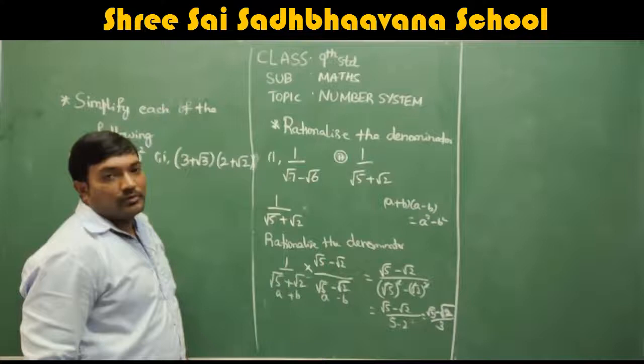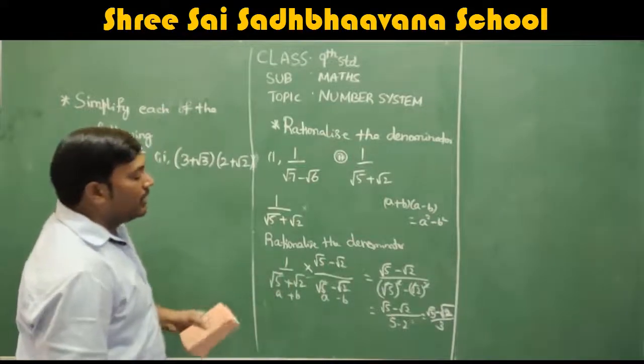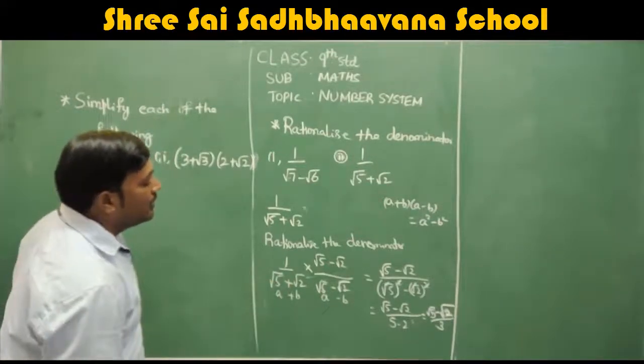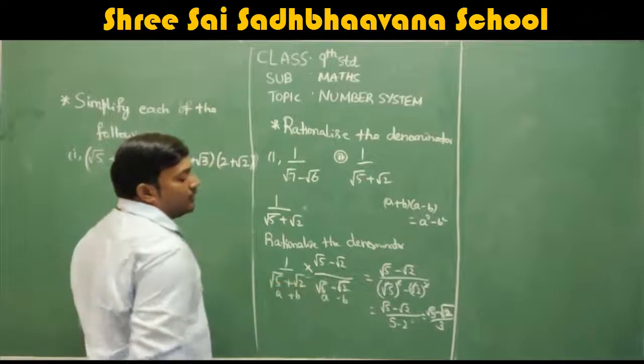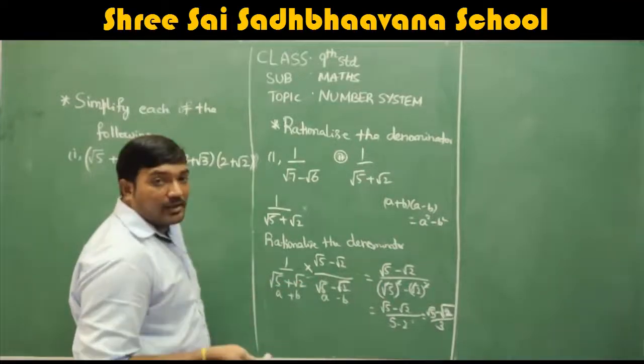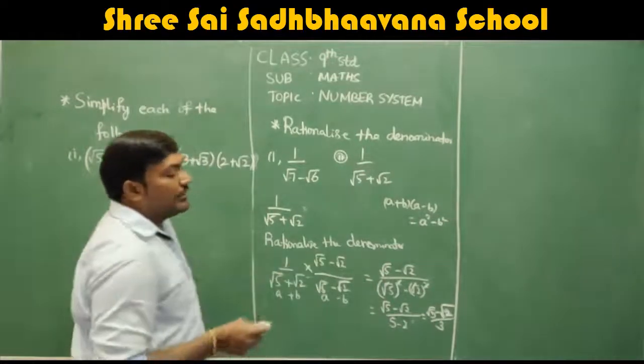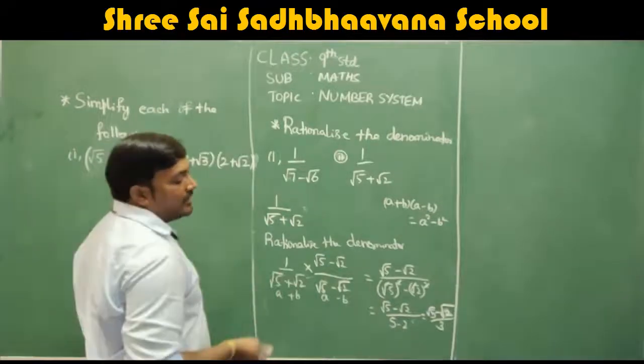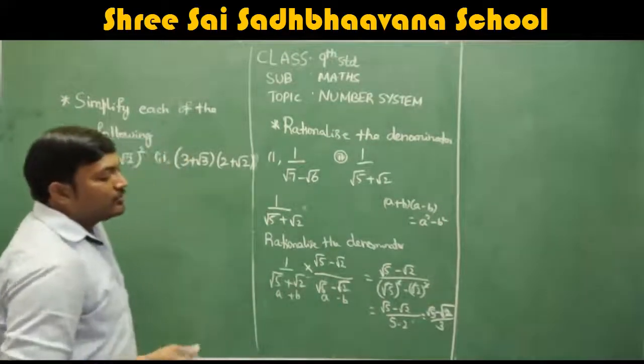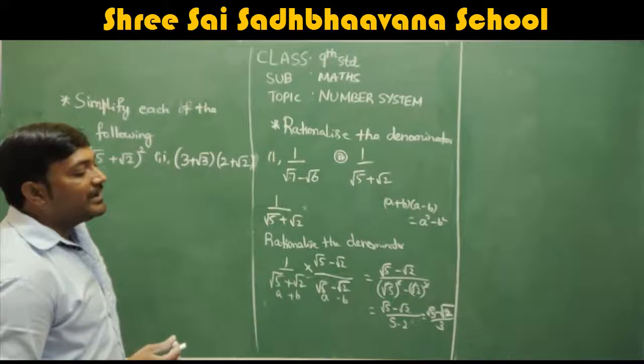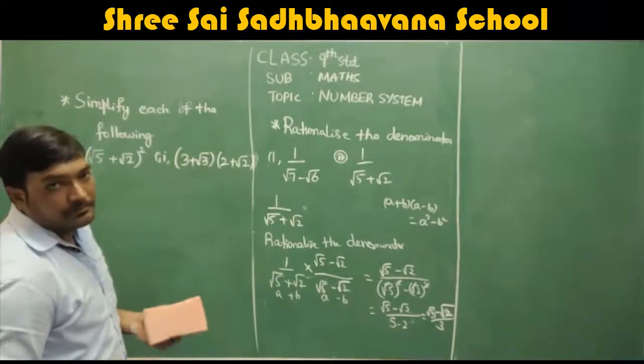So multiply 1 into root 5 minus root 2, which is root 5 minus root 2. And here this comes under the formula (a plus b) into (a minus b). What is (a plus b) into (a minus b)? a square minus b square. So root 5 square minus root 2 square. So 5 minus 2, which will give you 3. So the answer is (root 5 minus root 2) by 3.